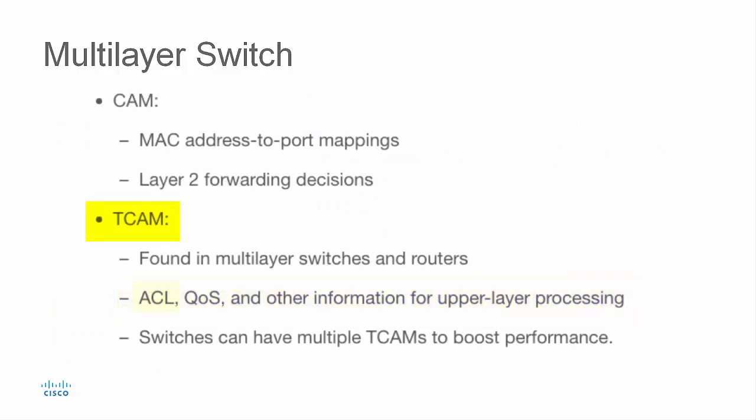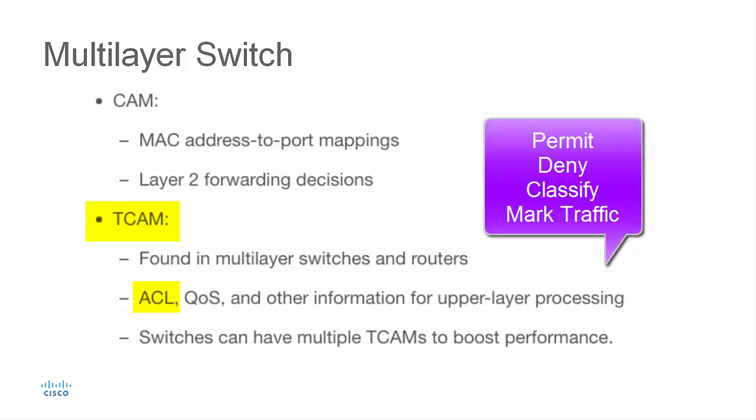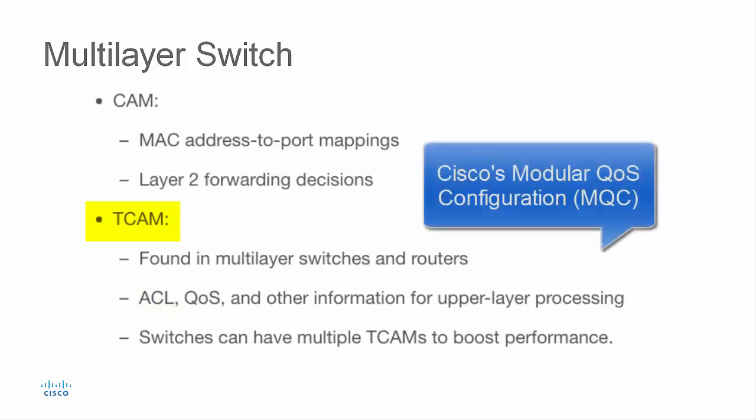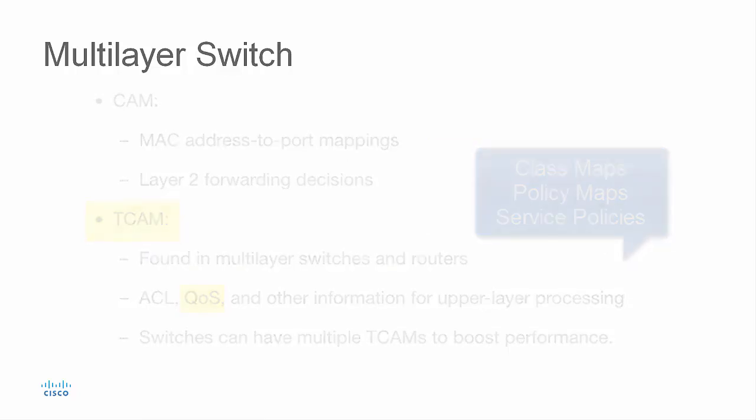The ACLs are used to define interesting traffic and can be used for a variety of purposes, including security, traffic direction, and QoS. ACLs can be used as a part of the mechanism to permit, deny, classify, and mark traffic to secure, optimize, and protect network traffic. Incoming frames can be classified according to QoS parameters, and the traffic can then be prioritized and rate limited. QoS decisions are also made by the TCAM in a single table lookup.